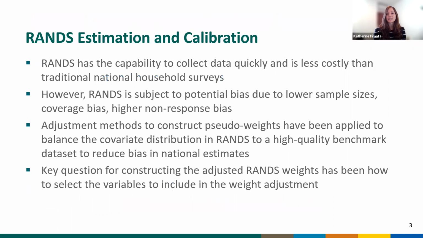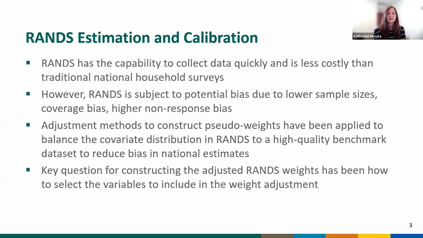Focusing on that second goal of the RANDS program, we're really interested in producing reliable national estimates. RANDS has many benefits, including the capability to collect data quickly, and it's less costly than traditional national household surveys. However, RANDS is subject to potential bias because we have lower sample sizes, potential coverage bias, and higher non-response bias than our other household surveys that are conducted at NCHS.